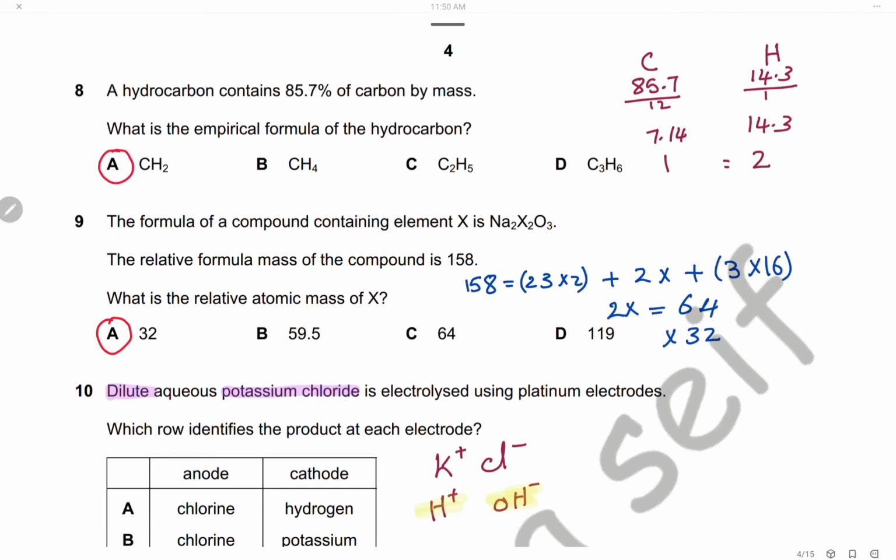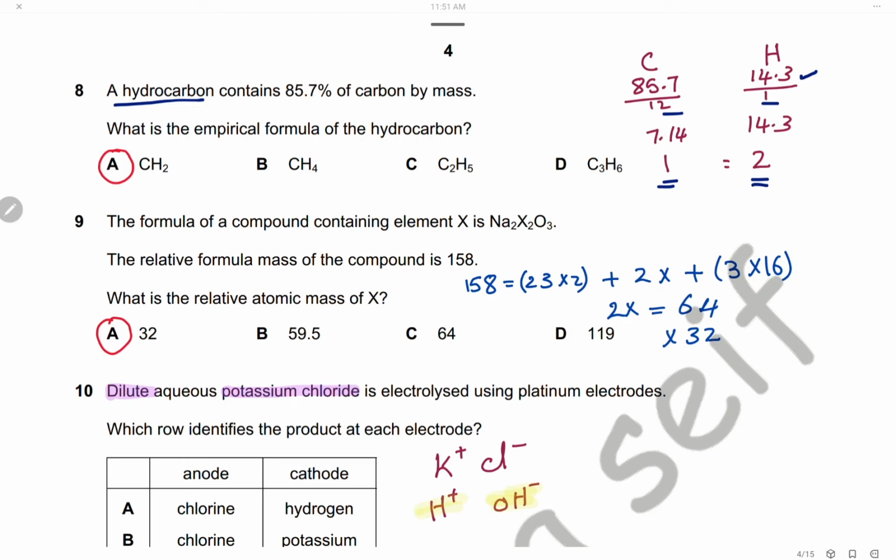Question 8. A hydrocarbon contains 85.7% of carbon by mass. What is the empirical formula of this hydrocarbon? We have 85.7% carbon, so we will subtract 100 minus 85.7. We will get the percentage of hydrogen, which is 14.3. Because it's a hydrocarbon, it contains only carbon and hydrogen, so to complete 100%, we will complete it only with hydrogen. Then we will divide the percentage by the mass of carbon, which is 12, and here by the mass of hydrogen, which is 1, to get the ratio between carbon and hydrogen, which is 1 to 2.